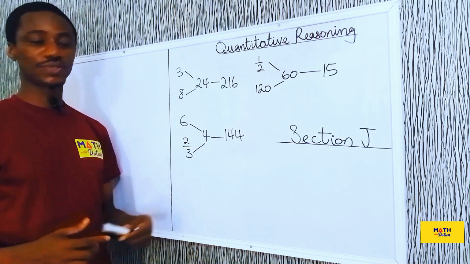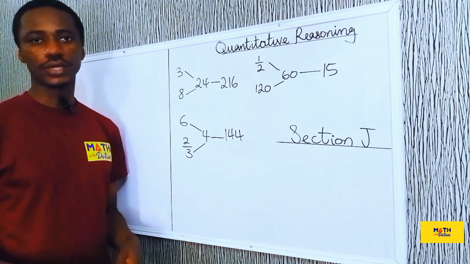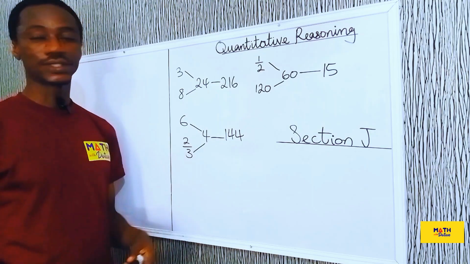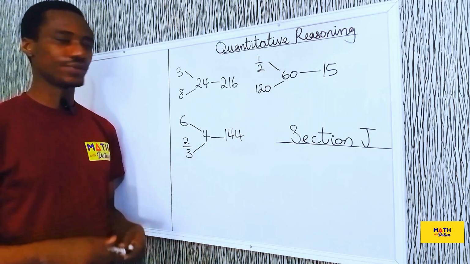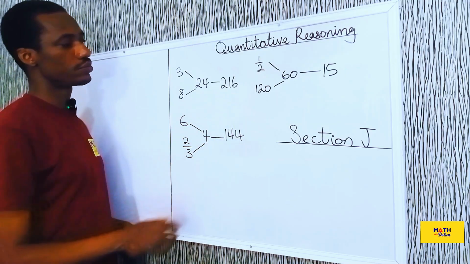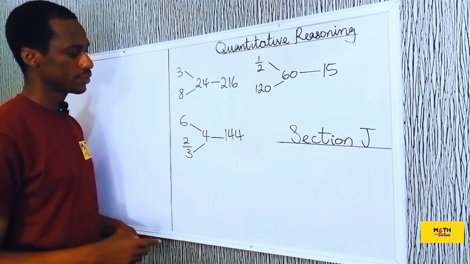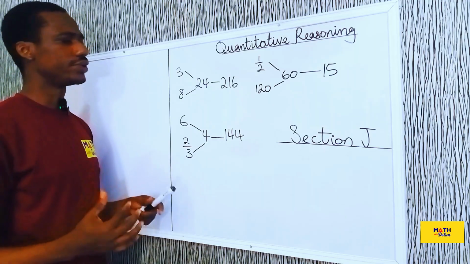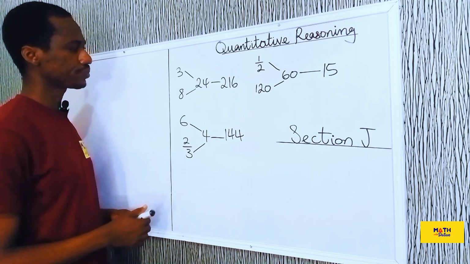Alright, in this quantitative reasoning series, we are now in section J. And then we have these samples to analyze. Let's do it together. We have 4 different numbers in each of the samples, and we need to see how they connect. What's the relationship between these numbers?